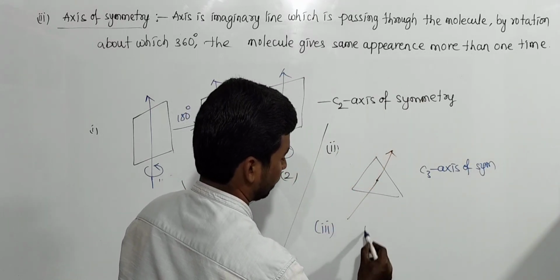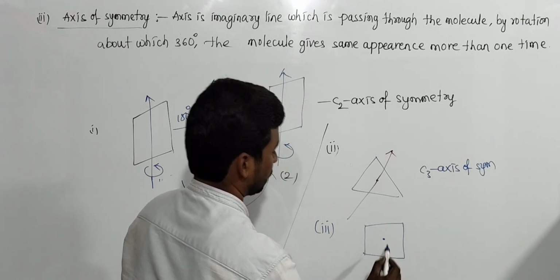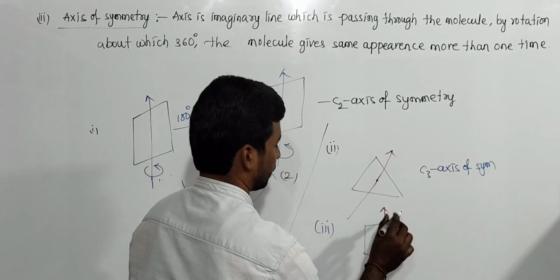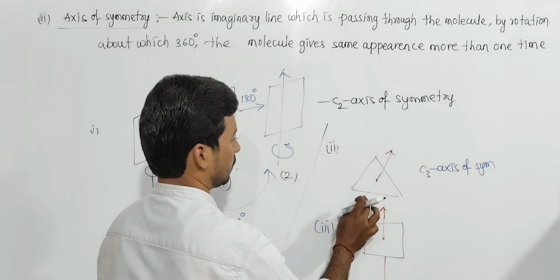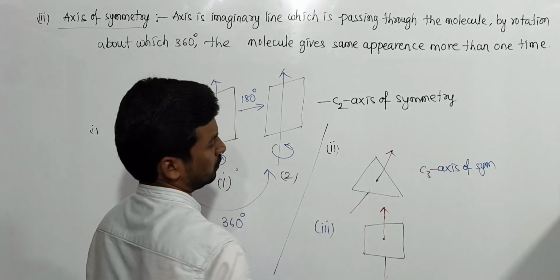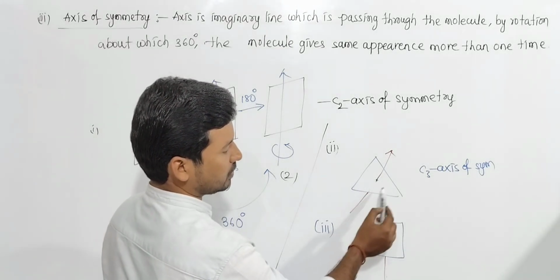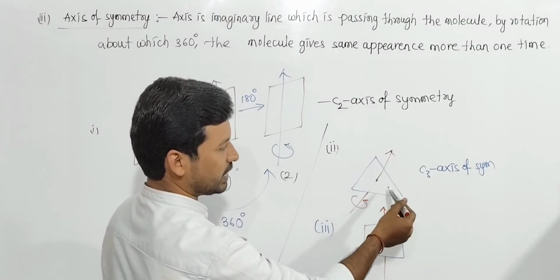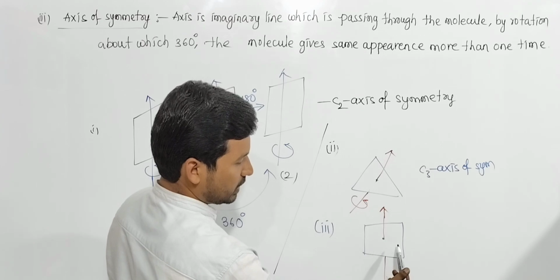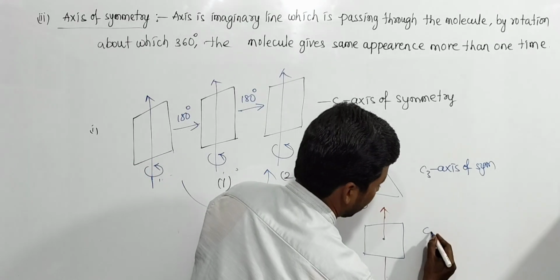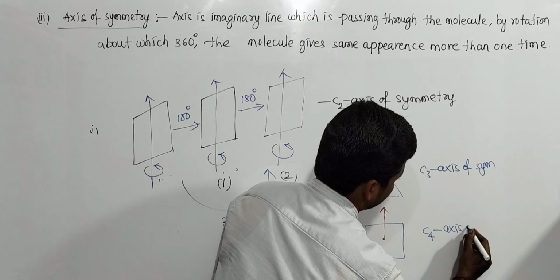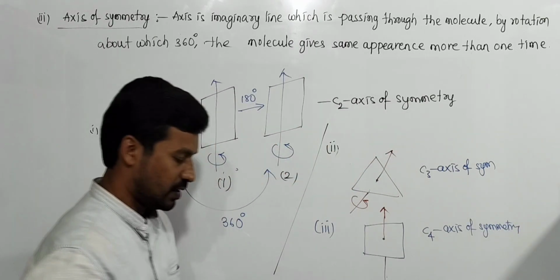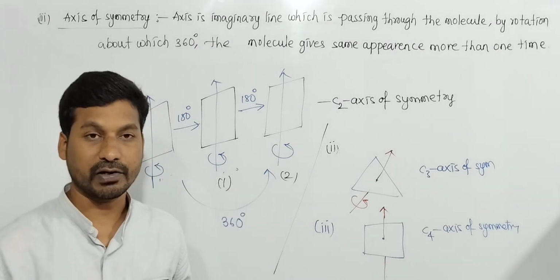Take this example, a square planar shape. By rotation about this one, in 360 degrees it gives the same appearance 4 times. That is a C4 axis of symmetry. Thus, if any axis of symmetry is present, the molecule is optical inactive.